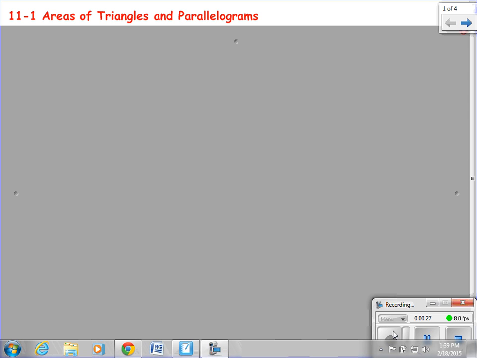We're going to start with review in this section. We're going to be looking at triangles and parallelograms. We've already learned these formulas. So we're going to start with something we know, and then we'll build off of that.